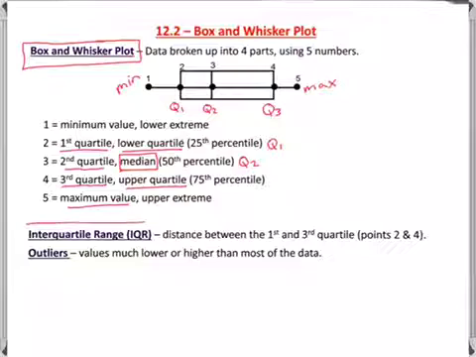The interquartile range is the distance between the first and third quartile, or points 2 and 4. And in order to find this, we take quartile 3 minus quartile 1. So in reality, the interquartile piece is the entire large rectangle. And then the last part of this is outliers. And these are values that are much higher or lower than most of the data.